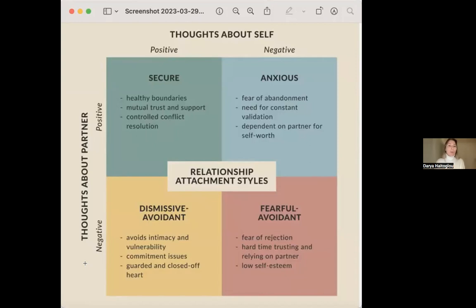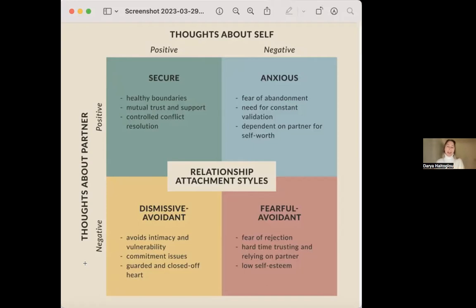So for example, secure attachment style is very much a positive thought about myself and a positive thought about the other. I have healthy boundaries, I can face the challenges, I have mutual trust, support and respect, and I have pretty much controlled conflict resolution. It's very easy for a person with a secure attachment style to mitigate and resolve conflicts.